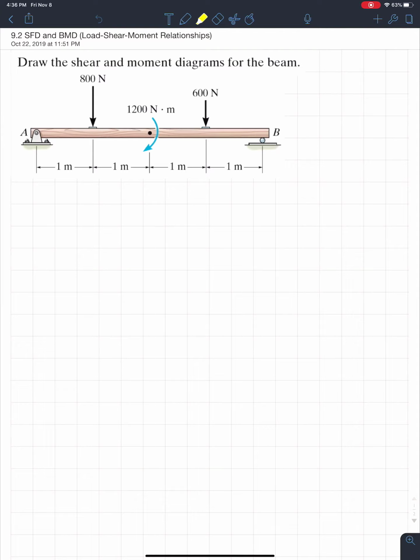Looking at this example, it's pretty straightforward. It just wants us to draw the shear and moment diagrams for the beam. And that's basically what your final exam question is going to be. It's going to be that simple with a little bit more tricks involved. But this example won't contain the tricks. I'll talk about the tricks in later videos, especially the next two videos. But for this video, we just want to draw the bending and shear moment diagram for this nice, simple beam.